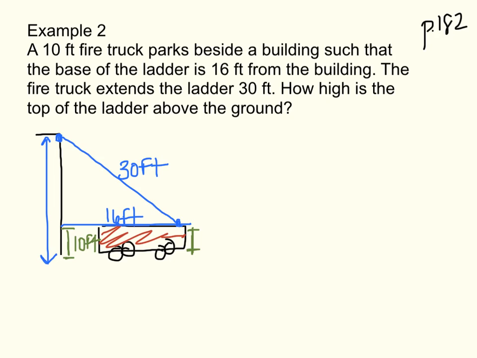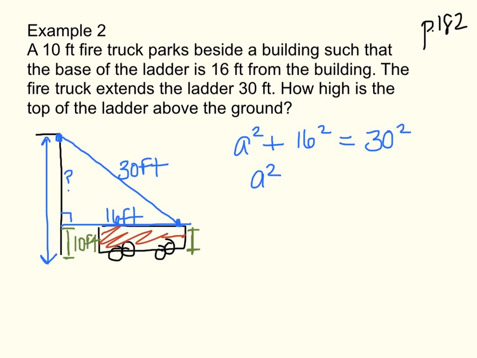So we have a right triangle. We have to find that piece right there. So what side is that? A, B, or C? It could be A or B. I'm going to leave A squared alone. I'm going to plug in 16 for B because it's a leg, and then the hypotenuse is the longest side, which is across from the 90 degrees. So we plug that in for C.